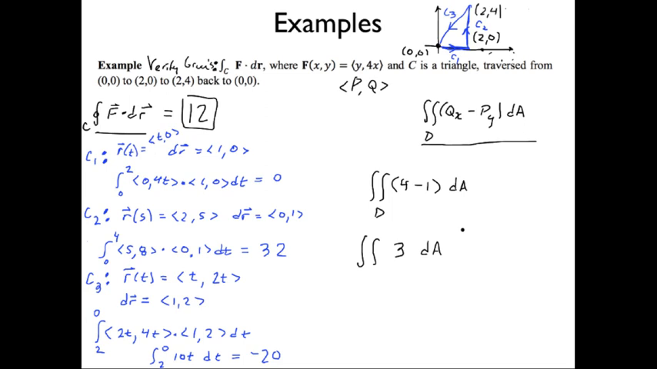You do left to right, bottom to top. So from 0 to 2, or probably bottom to top first, I agree. Because we know this function is, what is this? 2x. Okay, so let's do bottom to top first: 0 to 2x, and then 0 to 2, dy dx.